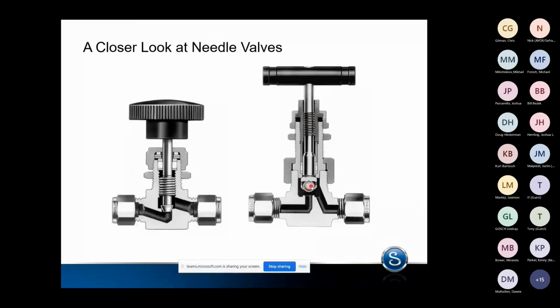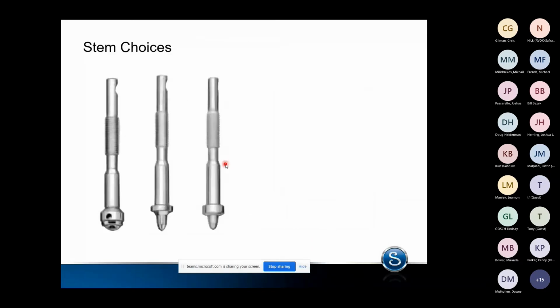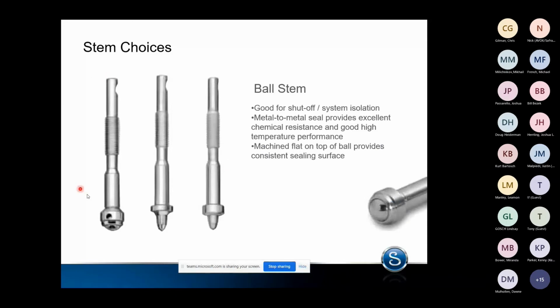There's a couple of different stem options, this being a ball stem for just on-off applications. I'm jumping ahead because I think it's this slide here. A couple of different stem choices. So the ball stem is designed for on-off only. We don't want to try and regulate flow with this and not have it all the way open or all the way closed.